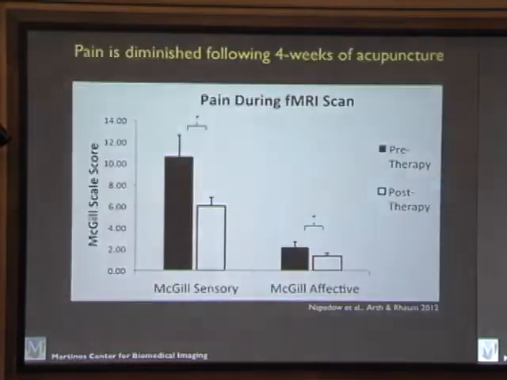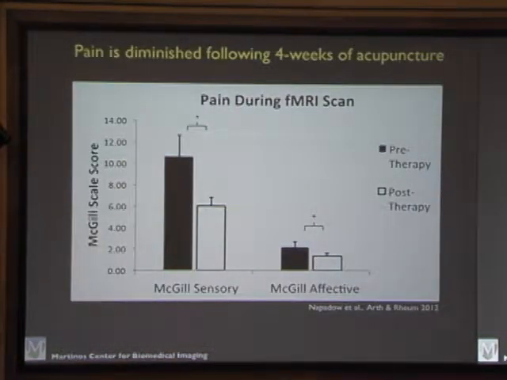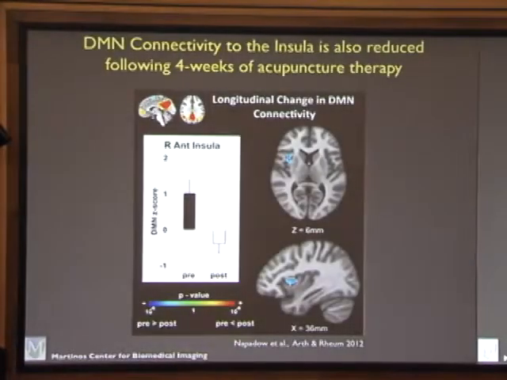And so the protocol was done as similar to clinical trials that he had run in the past in fibromyalgia patients. And what we found is that there was a diminishment of pain, both as assessed by the McGill Sensory and Affective Scale, in these patients. So this is now combined. You can think of it as pre-therapy and post-therapy. And we also saw a decrease in this increased DMN to insula connectivity. So after the successful therapy, there was a diminishment in DMN connectivity to the insula.